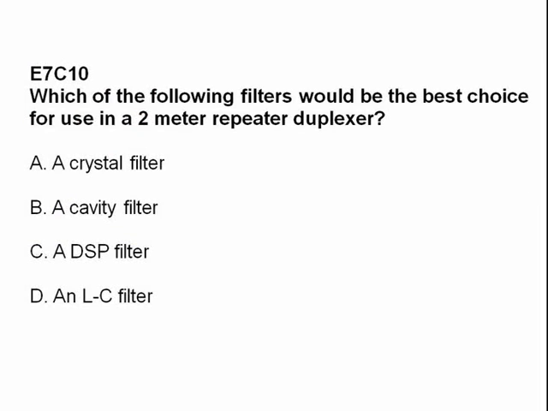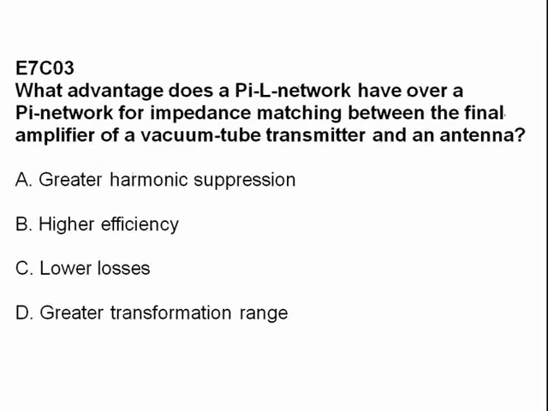Which of the following filters would be the best choice for use in a 2-meter repeater duplexer? The answer is B, a cavity filter. What advantage does a pi-L network have over a pi network for impedance matching between a final amplifier of a vacuum tube transmitter and an antenna? Answer A, greater harmonic suppression.